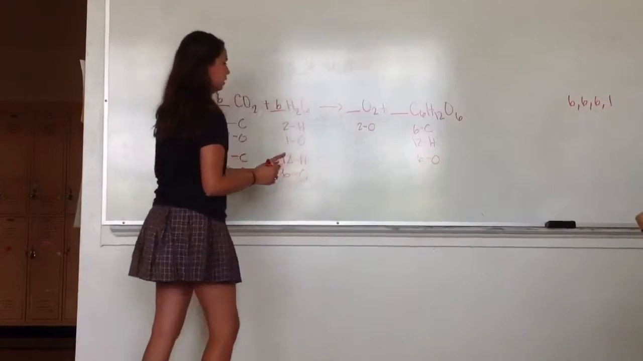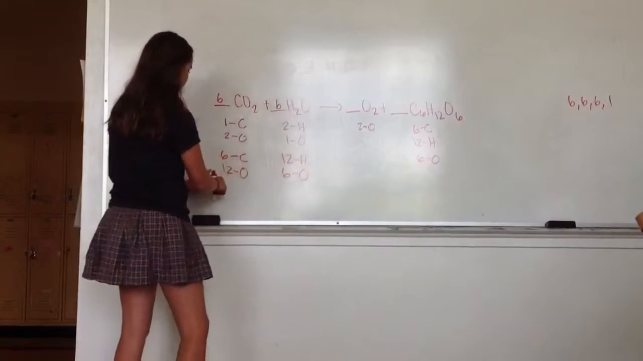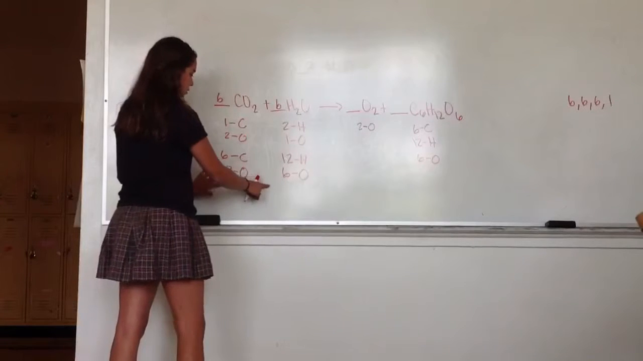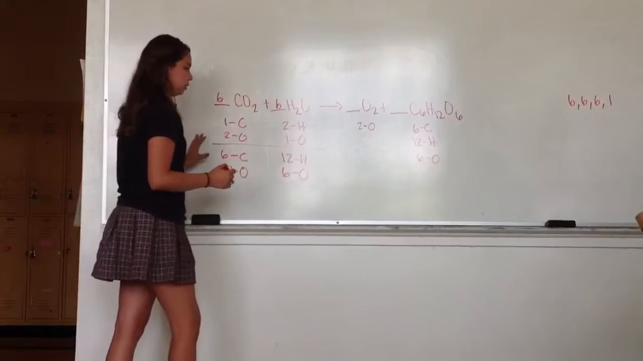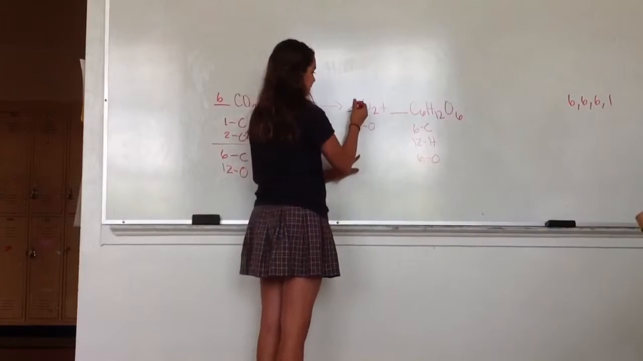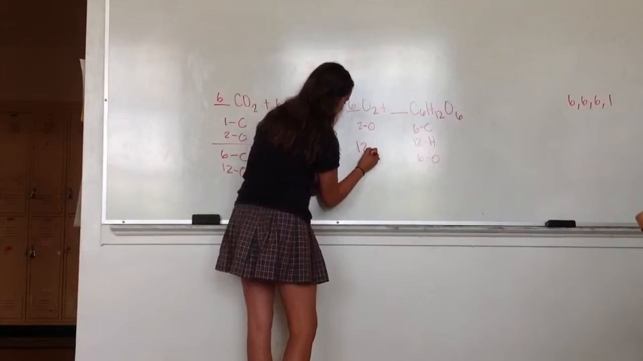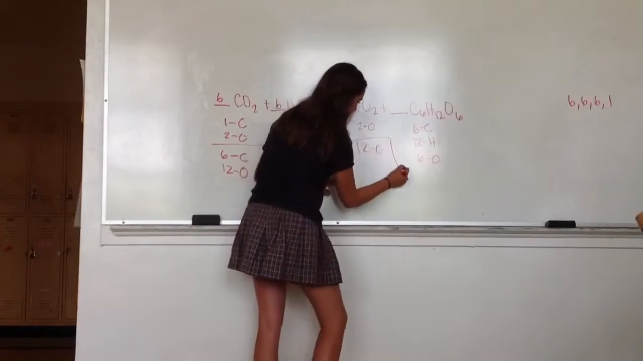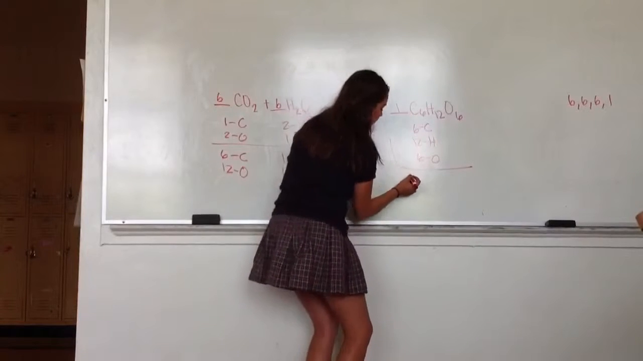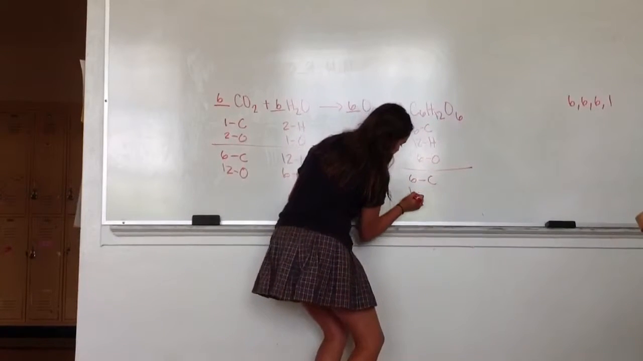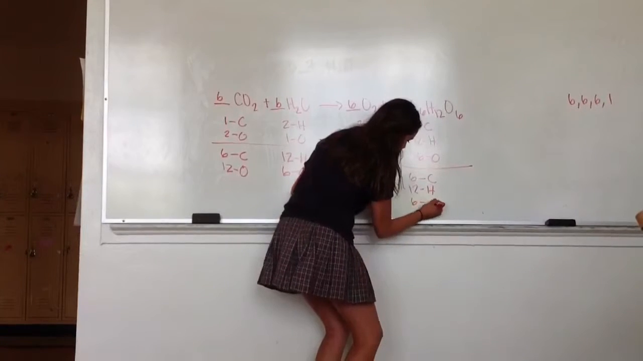Now I move on to this side. I see here that I have 18 O's in total now after we inserted the coefficients. So I'm going to put a 6 here, and that is going to give me 12 O's. And if I put a 1 here, that is going to give me 6 C's, 12 H's, and 6 O's.